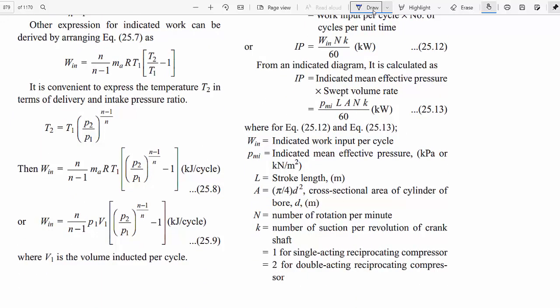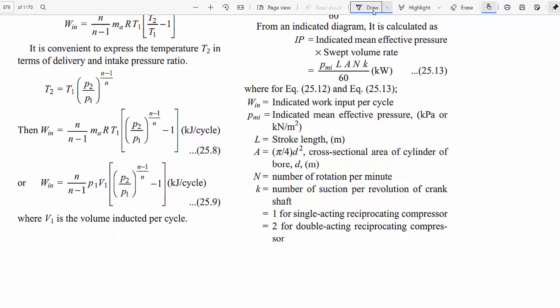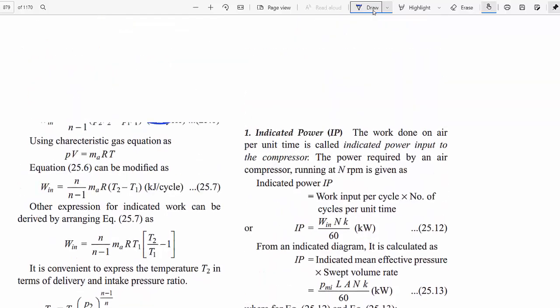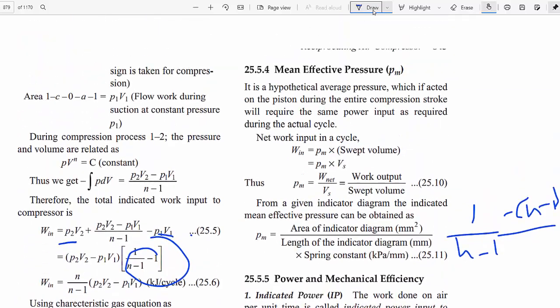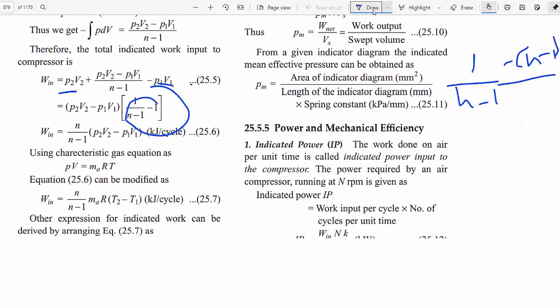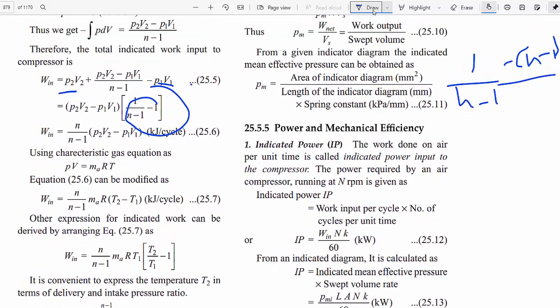Then n by n minus 1 P1 V1 is for MRT1, then P2 by P1 power n minus 1 by n minus 1. The previous formula is in terms of temperature, and this formula is in terms of pressure and volume. Then we have three formulas. One is the simple formula: work input equal to n by n minus 1 P2 V2 minus P1 V1.